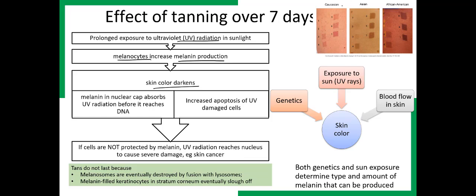So you can see here 3 different examples of people with different skin types: Caucasian, Asian, and African American. You can see how in each of these different skin types, the skin does darken with daily exposure to sun. It's just the relative darkness of the skin after 7 days with Caucasian versus Asian versus African American skin, right?